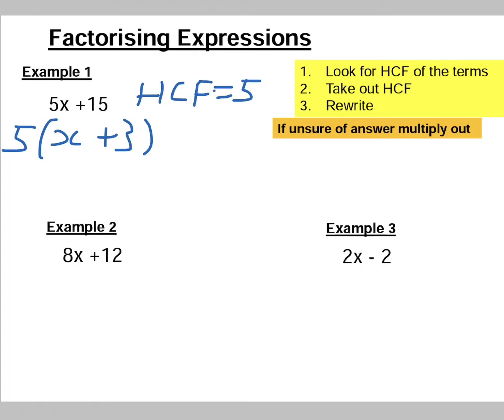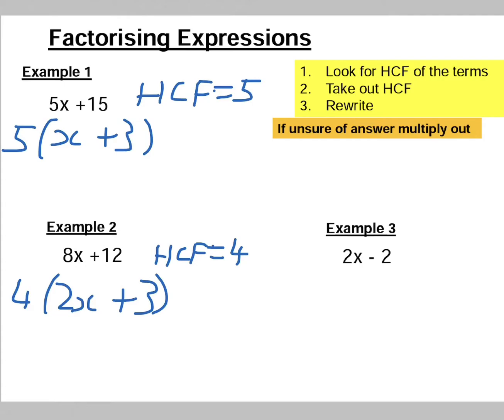The second example then, so we have 8x plus 12. So the highest common factor of those terms would be 4. So let's take that out. Pair of brackets. Then 8x divided by 4, I'm left with 2x. 12 divided by 4, I'm left with 3. Multiply it out in your head to check, and yeah, that's correct.